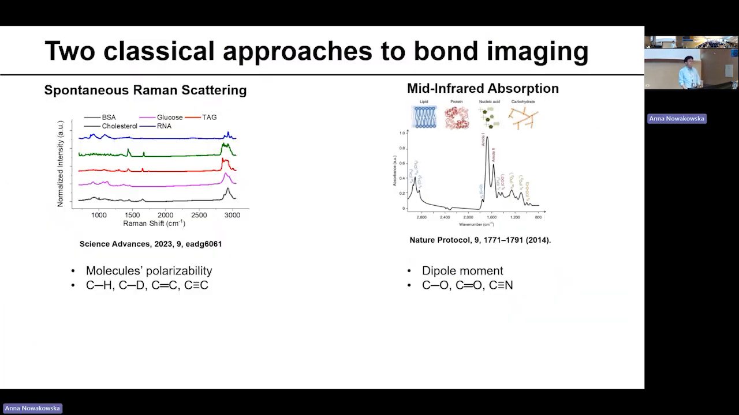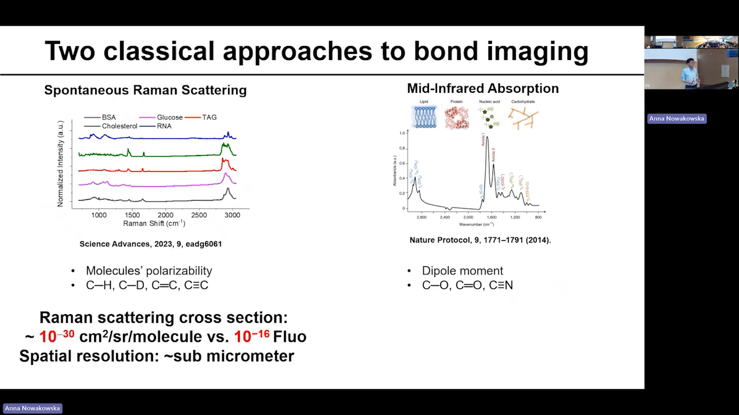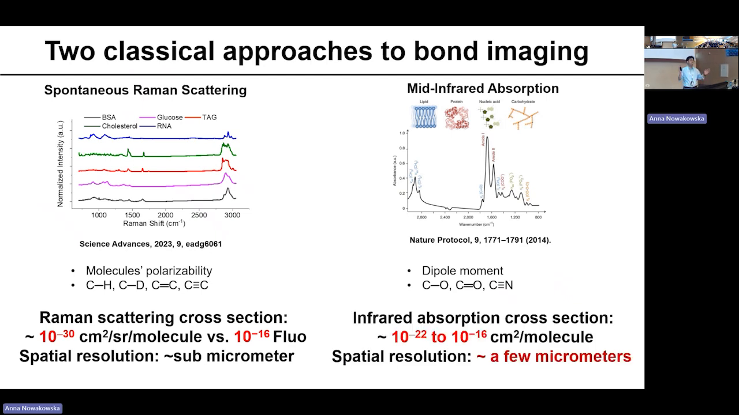There are two ways to measure a chemical bond vibration. One is based on Raman scattering, the other based on mid-infrared absorption. But they have difficulties. The Raman scattering has a cross-section that is 14 orders lower than fluorescent emission, and this limits the speed and sensitivity. Mid-infrared has a much bigger cross-section, right? But the resolution is too poor to see any details inside a cell. So over the past 25 years, we and many others have devoted efforts to overcome these fundamental limitations.